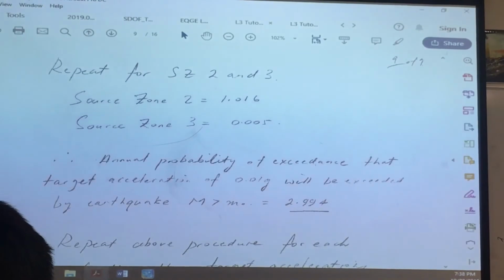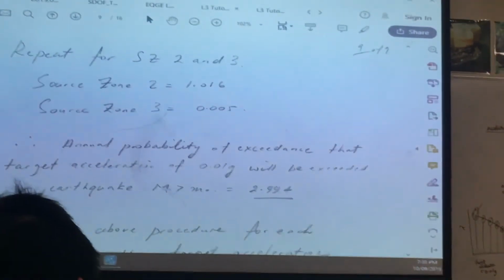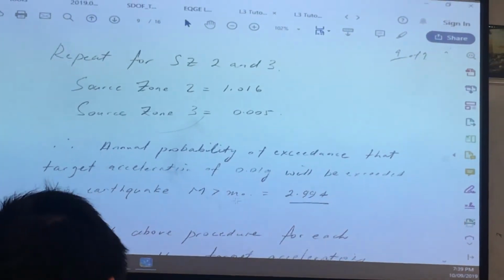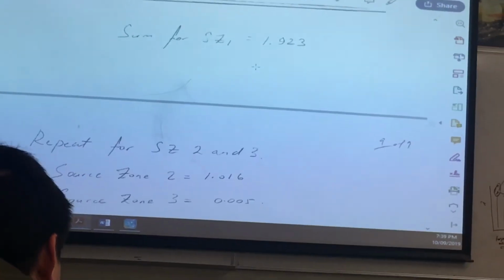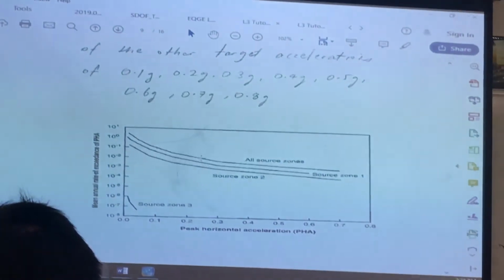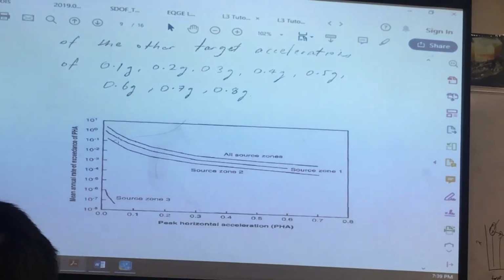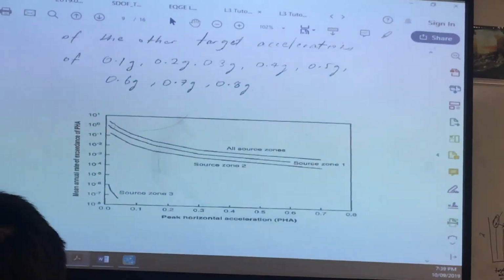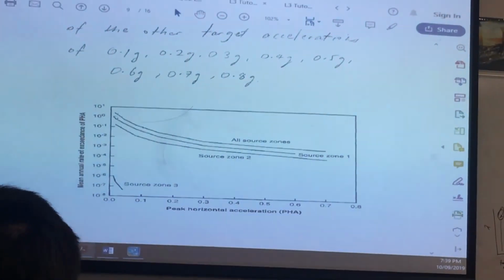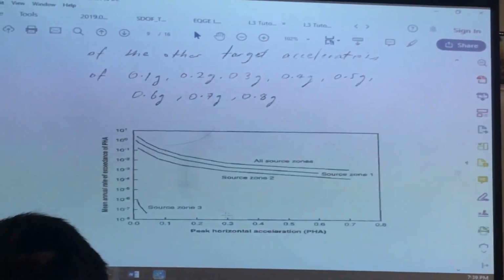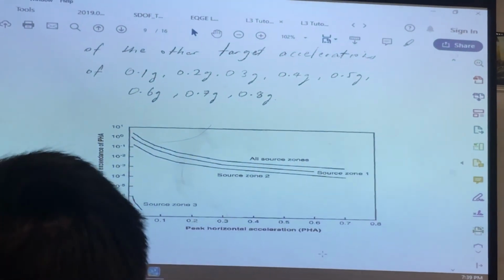So the annual probability of exceedance at target acceleration of 0.01 g being exceeded by an earthquake is 2.994. So that's that plus that plus that. And that gives us 1 point on our hazard curve, which is here. So we've added that plus that plus that, we end up with that. And then we do the same thing for all the other target accelerations. We end up with this curve.